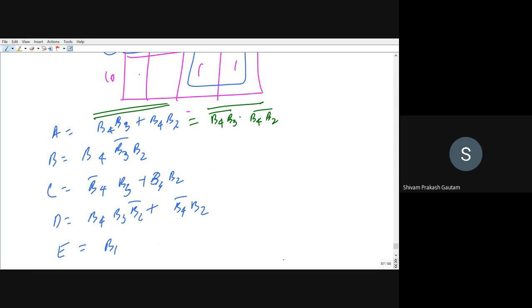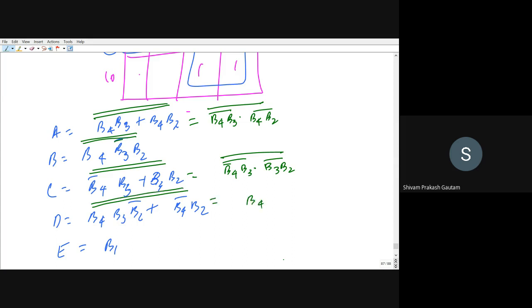You can take double bar, and for this also we can take double bar. So this will be B4 bar B3 whole bar dot B3 B2 bar whole bar. Now here also we can take double bar. So this will be equal to B4 B3 B2 bar dot B4 bar B2 bar whole bar, and this also. Are you getting this? Why we are doing this?